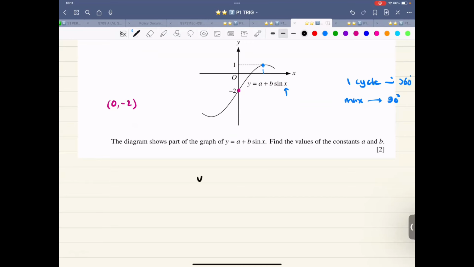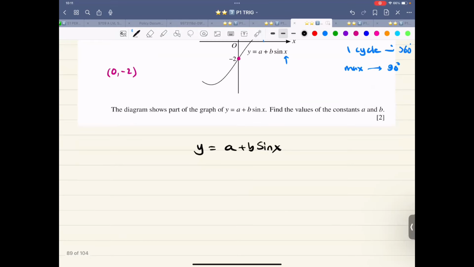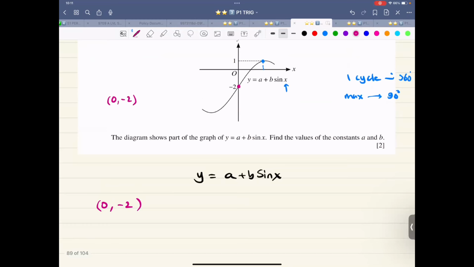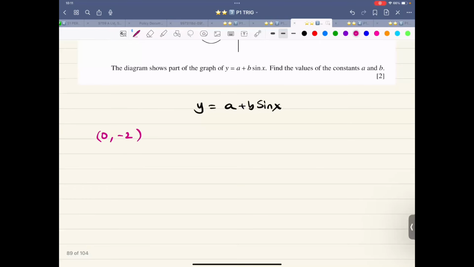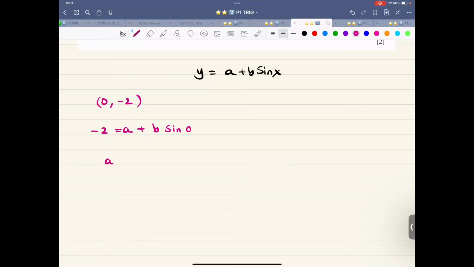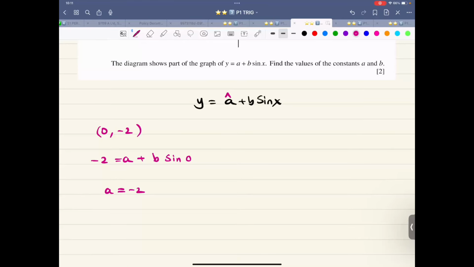y is equal to a plus b sine x. So the first point is (0, negative 2). 0 for the x coordinate. So therefore, negative 2 is a plus b sine of 0. Sine of 0 is 0. Therefore, a comes out to be negative 2. So now a is known. Rewrite it again. y is equal to negative 2 plus b sine x.